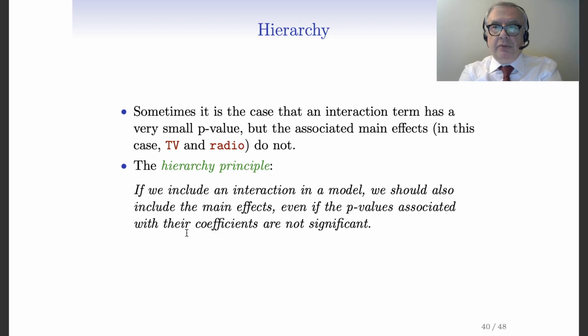So when we are introducing interaction terms, it may happen that the interaction term is very significant, so it has a very small p-value, but the associated main effects, in this case, if the interaction term is TV by radio, the associated main effects will be those relative to TV alone and radio alone, and it may happen that the associated main effects do not have a small p-value. So, in principle, you would discard the main effects in this case. So you would have a model where you have the interaction, for instance, radio and TV taken together, but you don't have TV or you don't have radio alone. As a matter of fact, this is something you should not do.